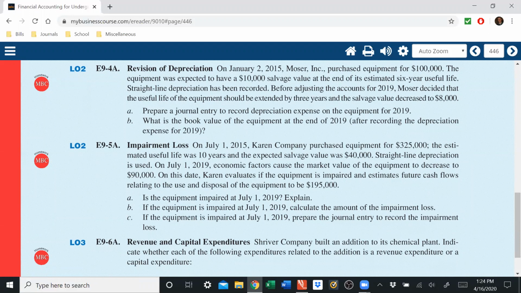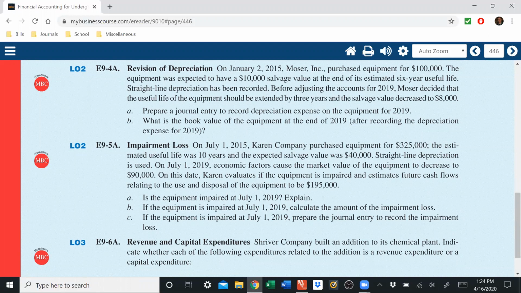On this date, Karen evaluates if the equipment is impaired and estimates the future cash flows relating to the use and the disposal of the equipment to be $195,000. Is the equipment impaired? Yes or no?